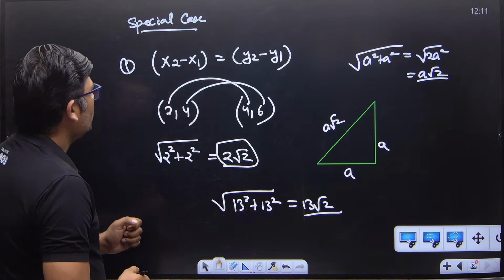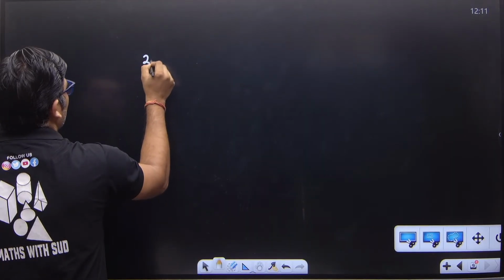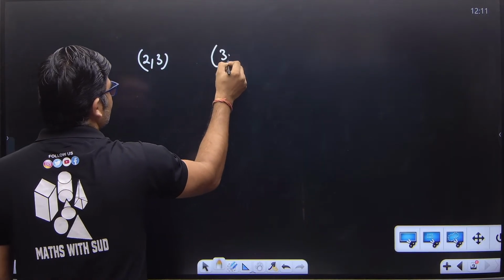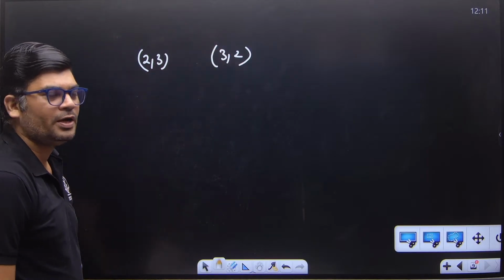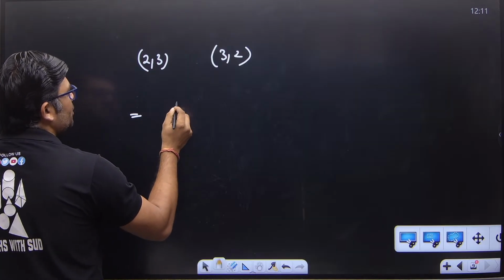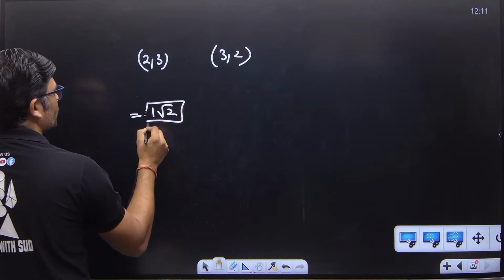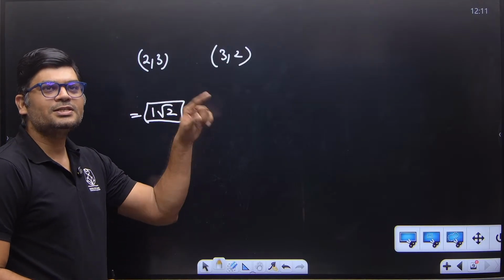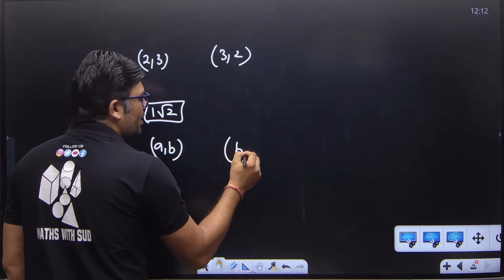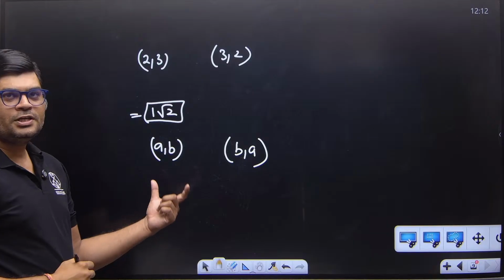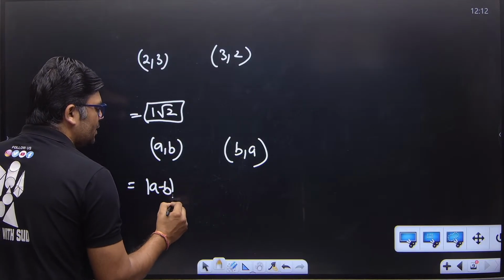Now there is another special case where you can find that one of the points is 2 comma 3 and the other point is 3 comma 2. So in that case also, see a comma b and b comma a. So again it is a minus b root 2. So 3 minus 2 is 1. So the answer is going to be 1 root 2. It is the same as the previous case only. Suppose you have a comma b and let us say b comma a. So if you see the points like this, what is the distance going to be? Mod of a minus b under root of 2.